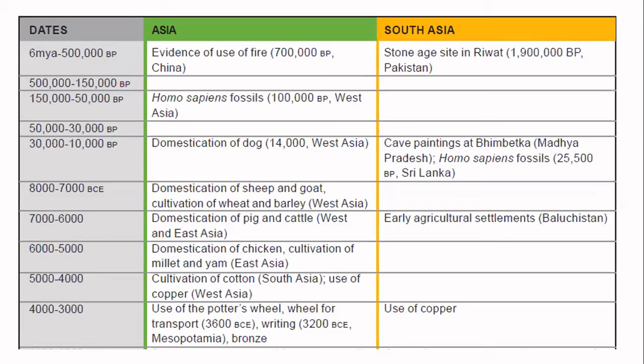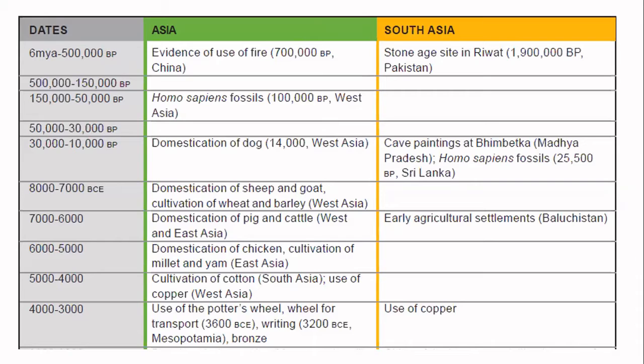And in South Asia, we have found a site in Rivat. It's a Stone Age site. Okay. Next, we have Homo sapien fossils, which happened 150,000 to 50,000 years ago. And right before it, you can see a blank line. And right under it, you can see a blank line. These two blank lines indicate that we are not aware what happened.